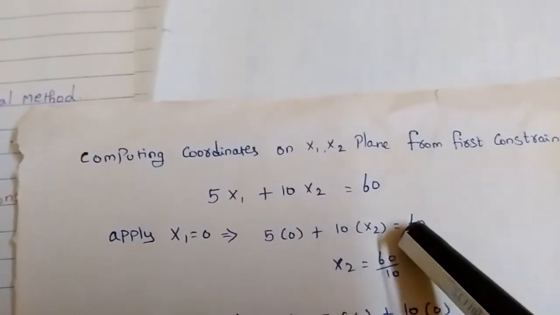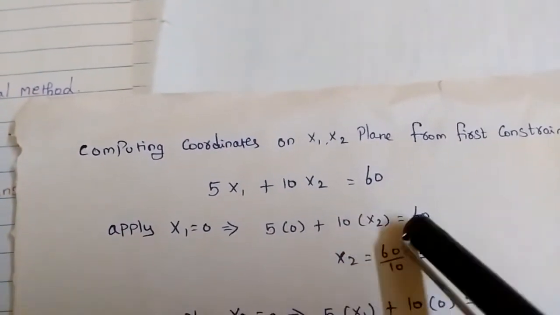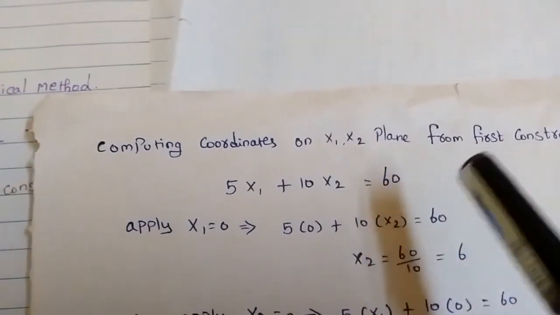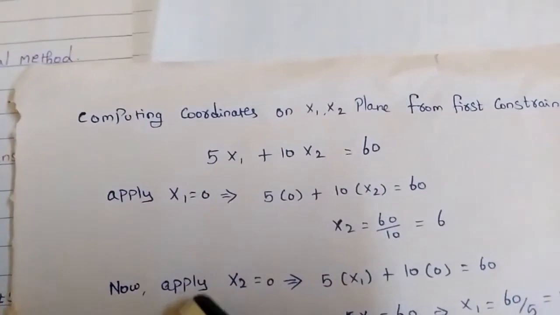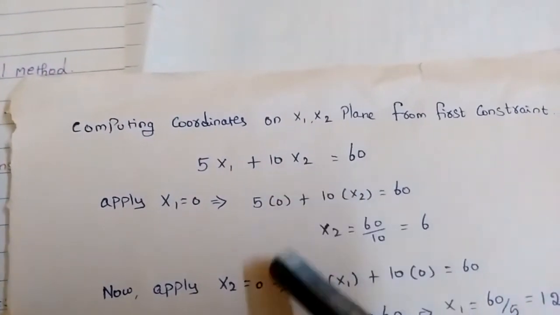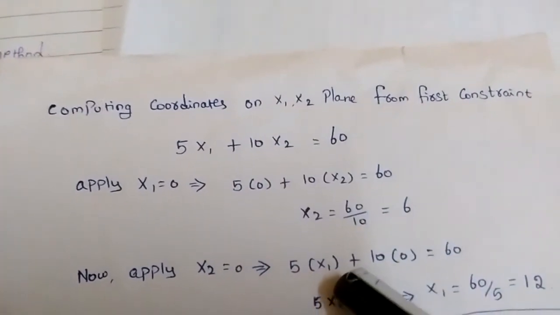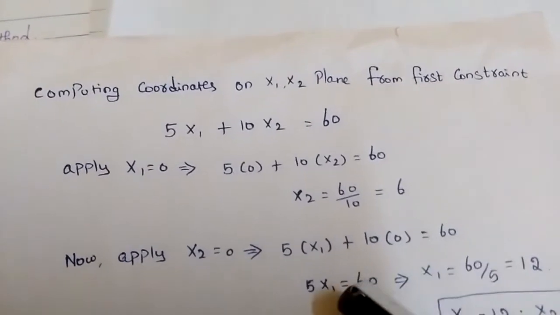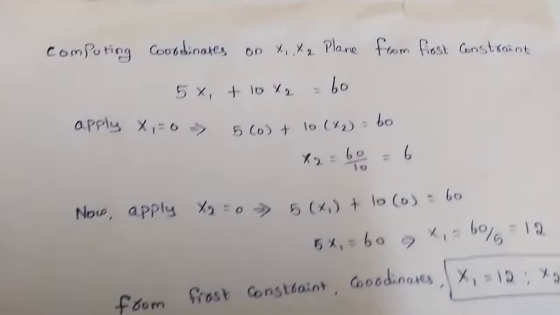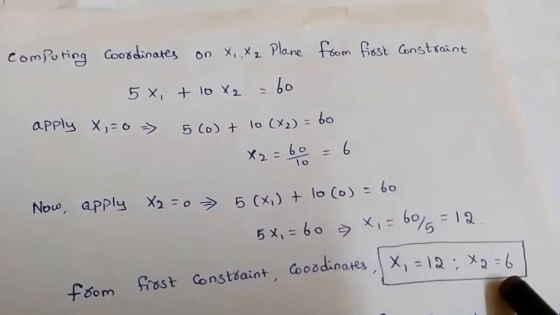So here we can find the x2 value. 5 into 0 is 0. Just eliminate it. 10 into x2 equal 60. x2 equal 60 by 10. x2 value is 6. Then second step, now apply x2 equal to 0. Apply in the constraint, 5x1 plus 10 into 0 equal to 60. From this we get x1 equal to 60 by 5, which is equal to 12. So from the first constraint, x1 equal to 12, x2 equal to 6.